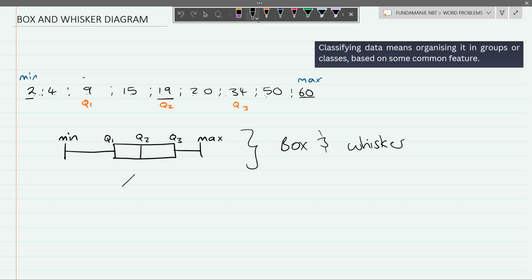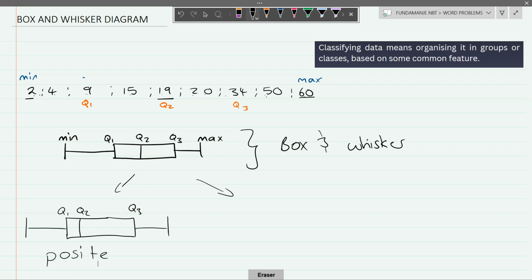The following two cases apply. We can have positively distributed data. This is when the longer side, or between Q2 and Q3, contains more data than Q1 and Q2. So it would look something like this. And we can also have a case where, so this is positively skewed first of all.